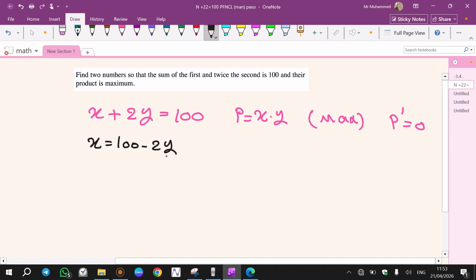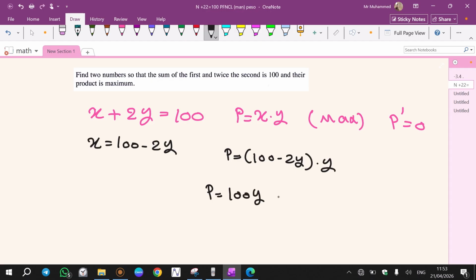X equal to 100 minus 2y. Since 100 minus 2y is x, we can write it here. Product equal to 100 minus 2y multiplied by y. Product equal to 100y minus 2y squared. Now I need to find p prime, derivative of 100y. Since there is only y, not x, the derivative is normal, it's not implicit. That's p prime equal to 100 minus 4y.